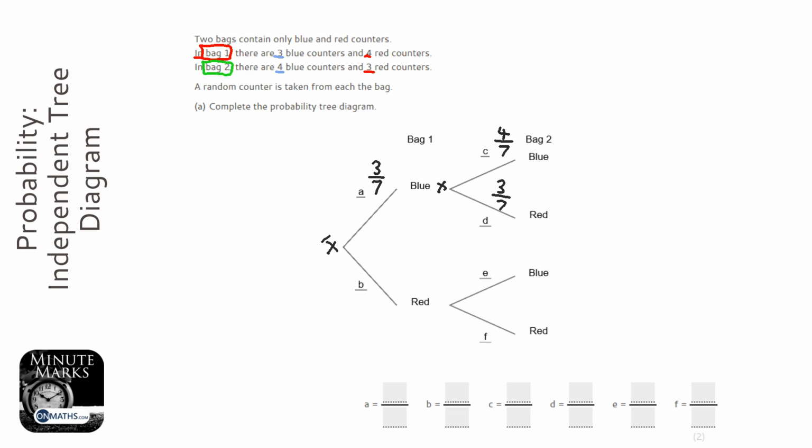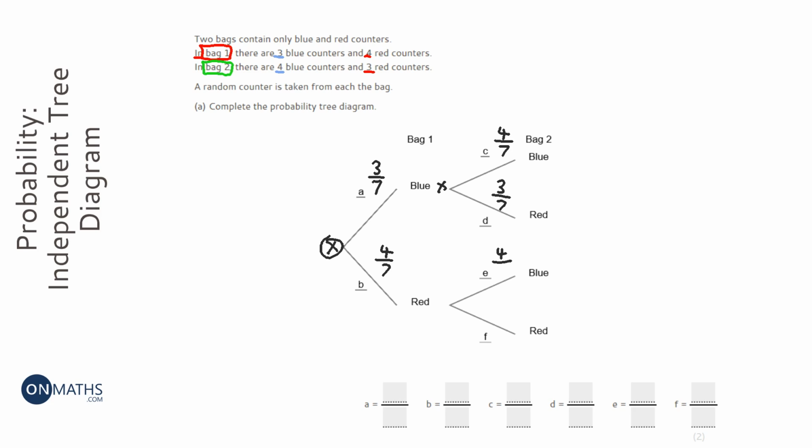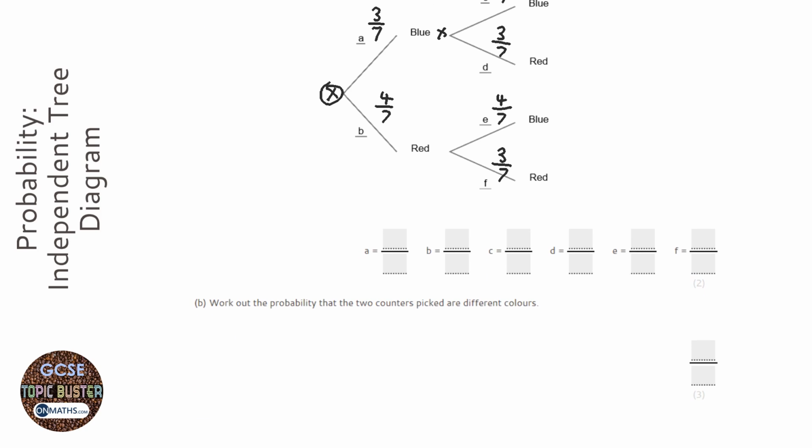Now let's go all the way back to the start and let's pretend we picked a red from bag 1. Let's have a think. What's the probability? Well, there's 4 red and 7 in total. And a blue from bag 2, well, that would stay the same, wouldn't it? Because there's still 4 blues and there's still 7 altogether. And there's 3 reds and 7 altogether. And that would be enough to get you full marks. Let's move on to the second question.